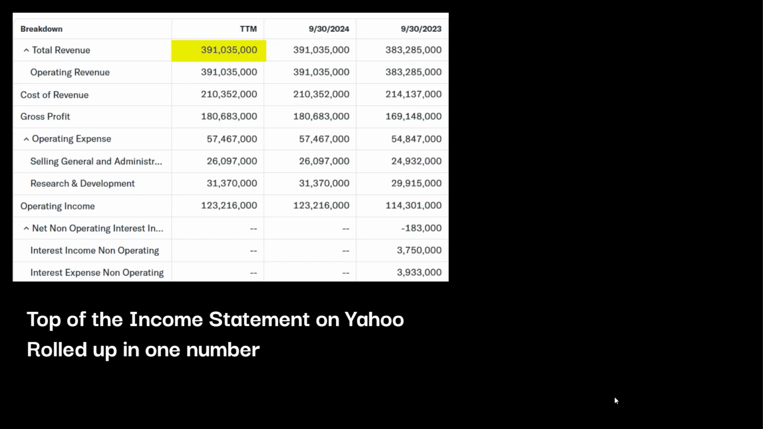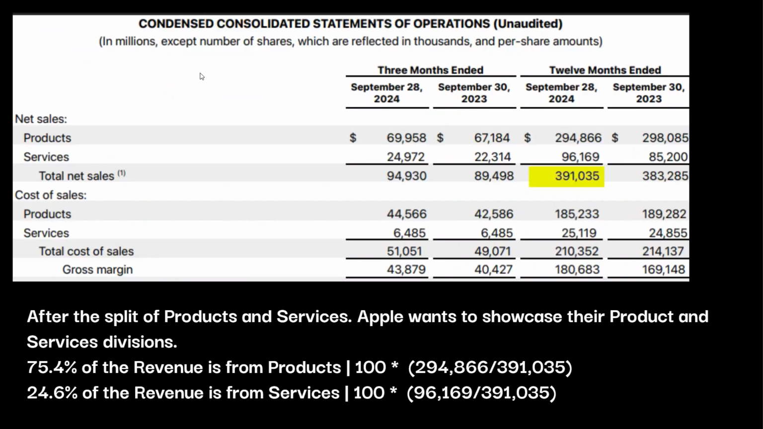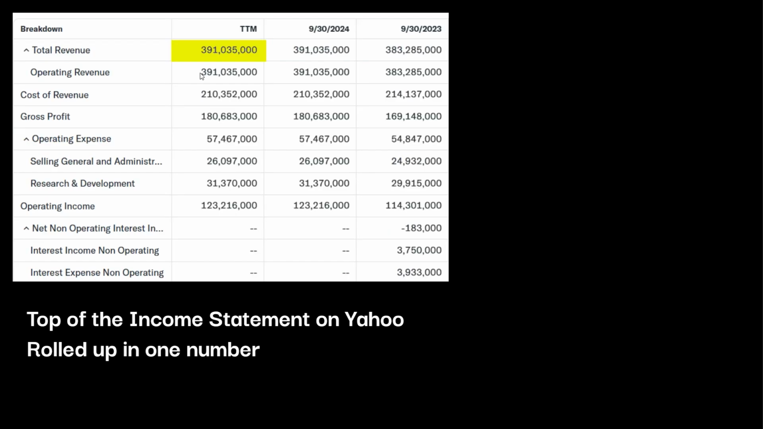Now on Yahoo, we can't get that information. So if you go to Yahoo Finance, you go to total revenue, right? It says 391,035 and it has the operating revenue down below, but it doesn't break it out between products and services like Apple does. Now, Yahoo's pretty clean and easy. It's great to use, but you can't see where that revenue is coming from.